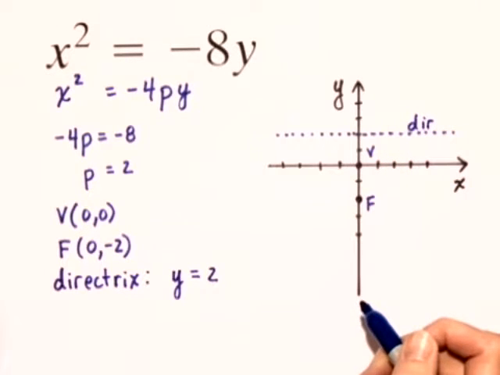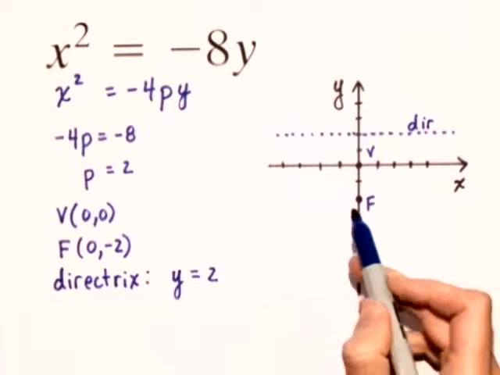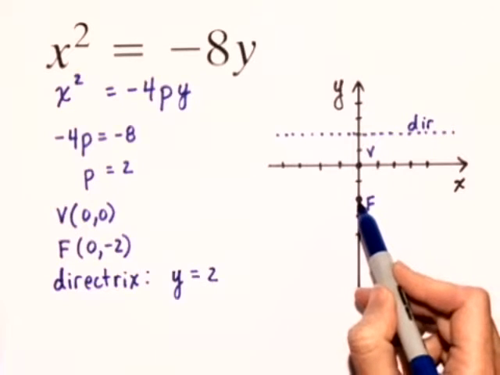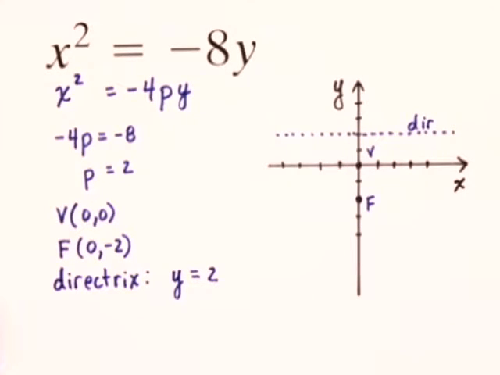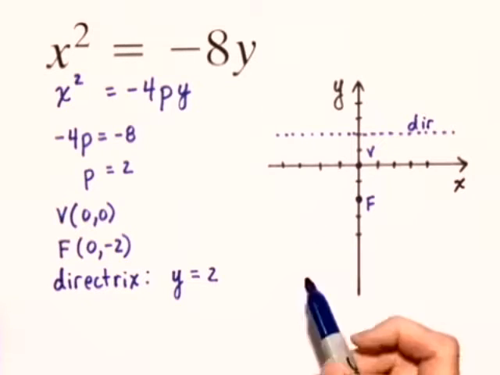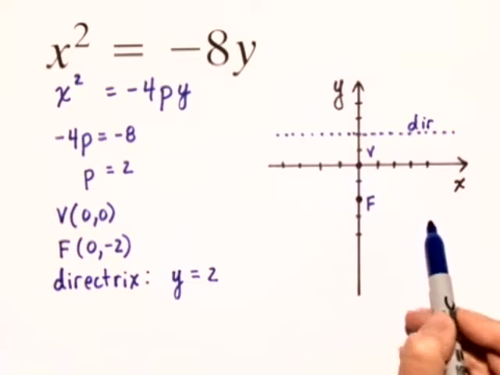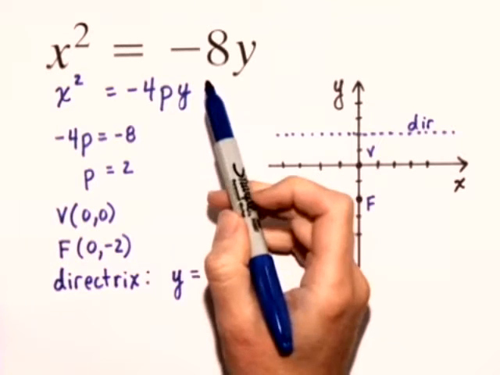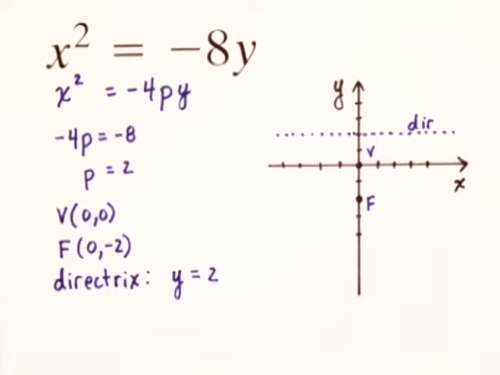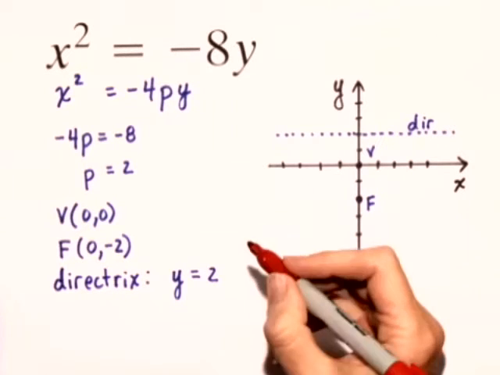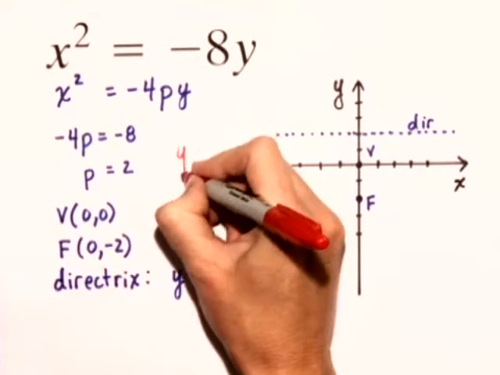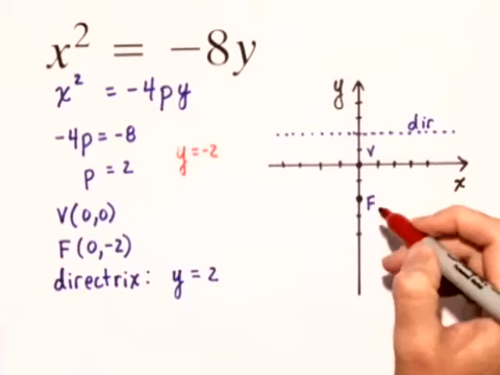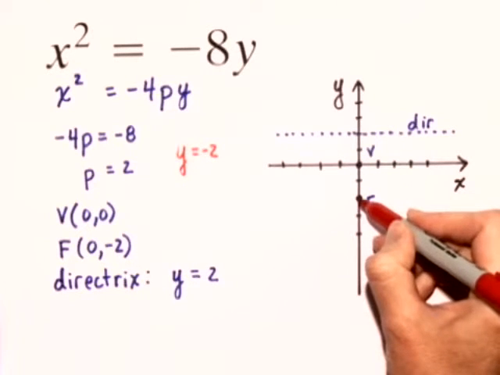Now, the parabola always opens up in such a way that the focus is on the inside of the parabola. So we need to now go about graphing this parabola. The question is, how wide does it open? Well, one thing that we can do is we can simply choose a value to substitute in for y up here in our original equation, and we'll solve it for x. So let's choose the value y equals negative 2. And we'll choose that value because that's the y-coordinate of the focus.